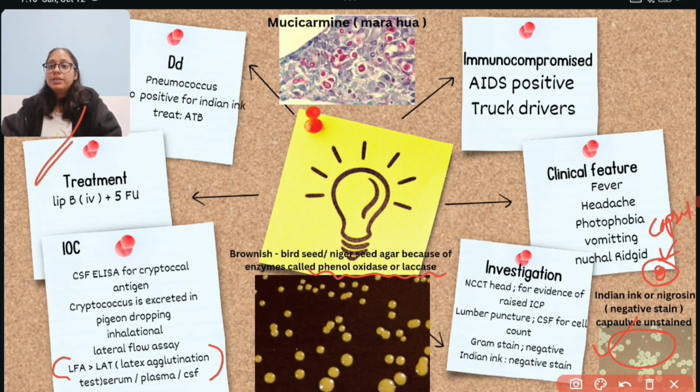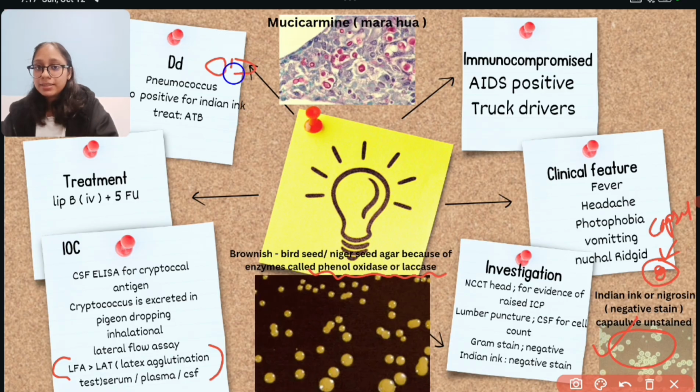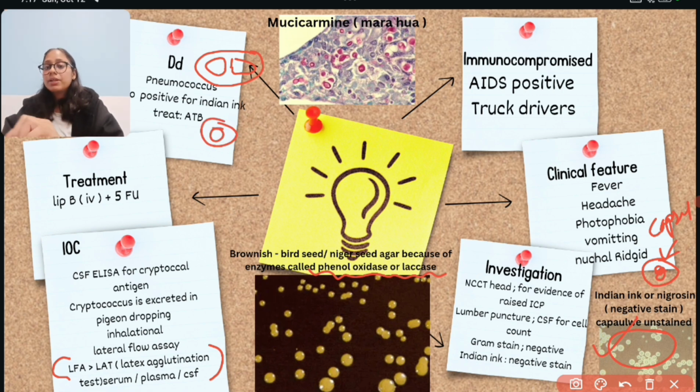Now, what is the differential diagnosis for this? The differential diagnosis will be pneumococcus, because, as I told you before, in adults the most common organism causing meningitis is Streptococcus pneumoniae. And yes, in immunocompromised patients they can also get pneumococcus, but the features of pneumococcus are that the cells will be lancet shaped, it will show the Quellung or capsular swelling reaction, and also Draughtsman colonies or Carom coin colonies.